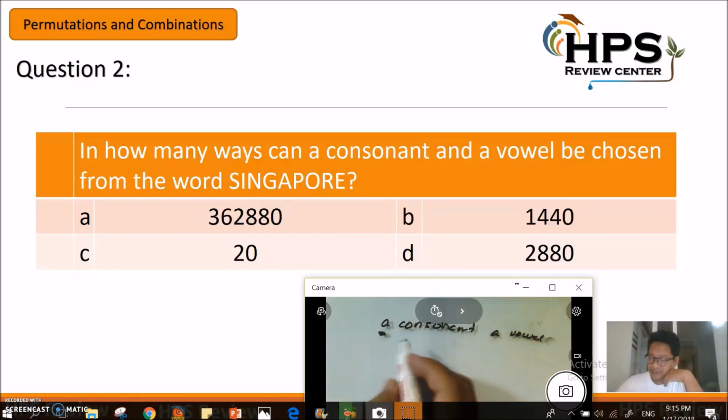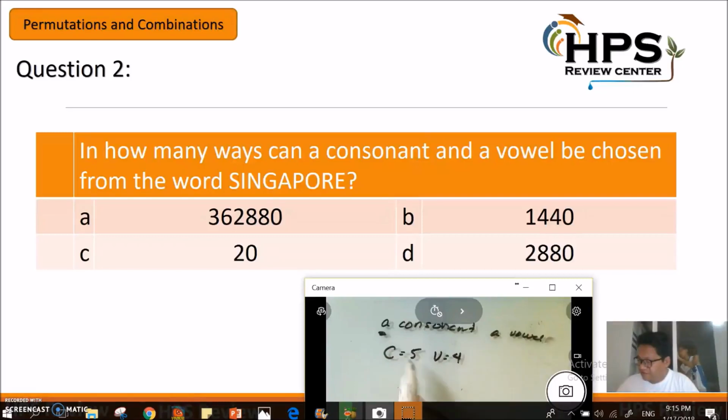In Singapore, how many consonants do you have? You have S, N, G, P, R. So that is 5 consonants. And the vowels, you have 4. So out of 5 consonants, you choose only one. So that is 5C1. And out of 4 vowels, you choose only one as well. So 4C1. And then you multiply them up. So you have there, that is 5 times 4, that's 20. Okay, so the answer there is letter C. Alright, next.